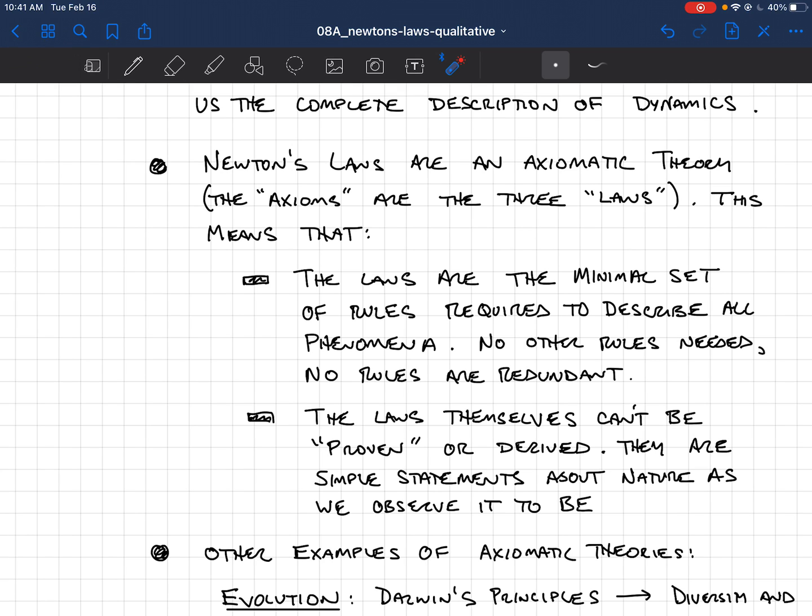Another thing that you should say about an axiomatic theory is that you can't prove the laws. You can't prove the axioms. They're just assumptions that we make where everything else follows. So we're going to write down these statements, and we're going to try to be careful here to show that they make sense based on what is observed in nature. So they can't be proven, but they should agree with what we see in our observations of nature.